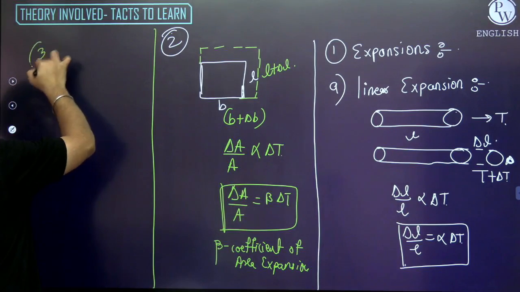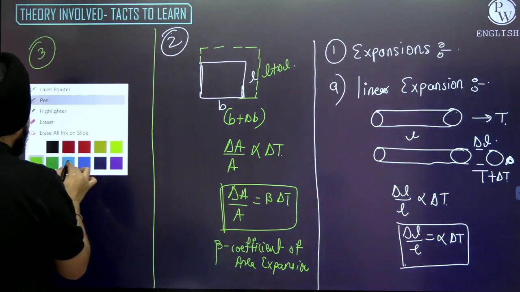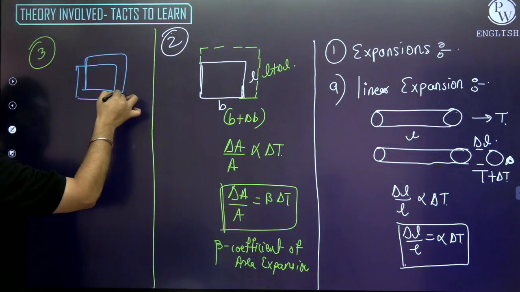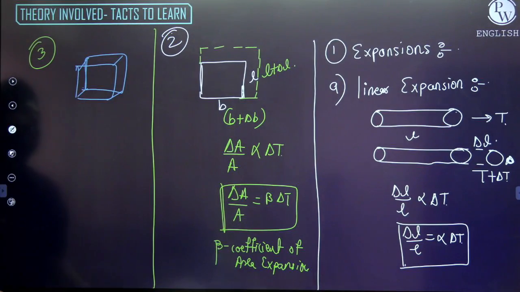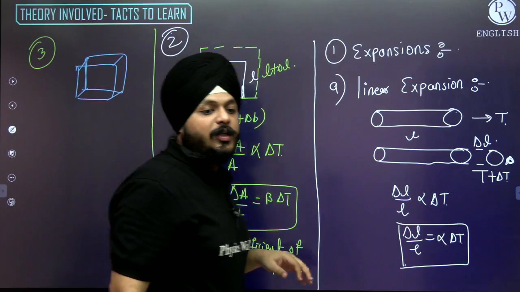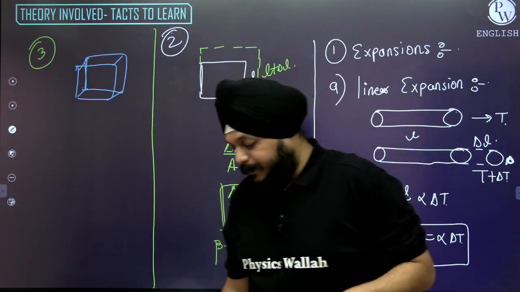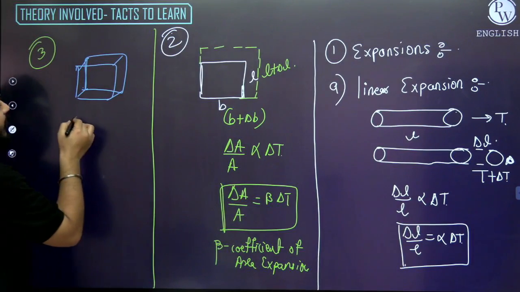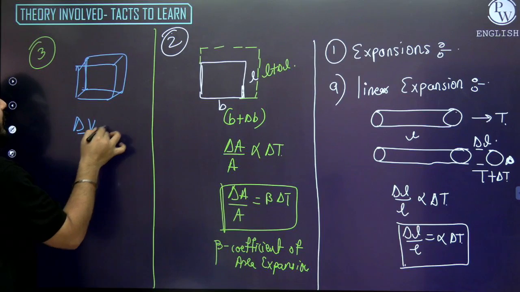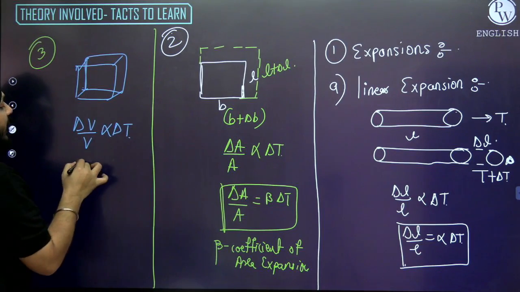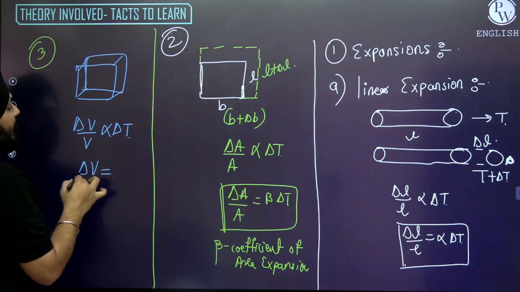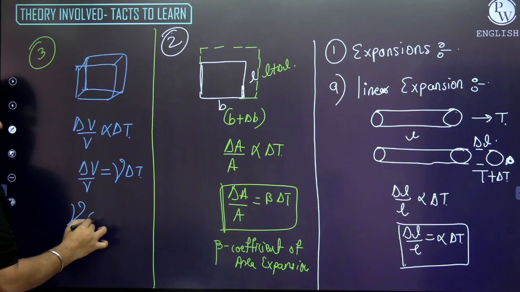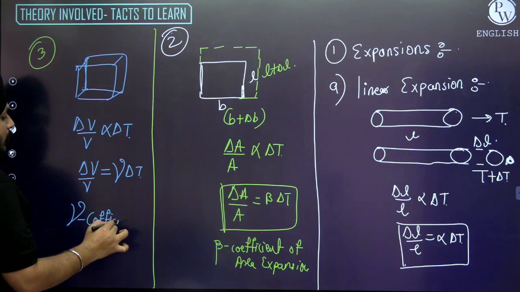Third, volume. Increase in volume. Let us take an example. This is a cube. The volume of the cube is increasing. So what will happen? We have delta V by V directly proportional to delta T. So delta V by V is equal to gamma delta T, where gamma is the coefficient of volume expansion.